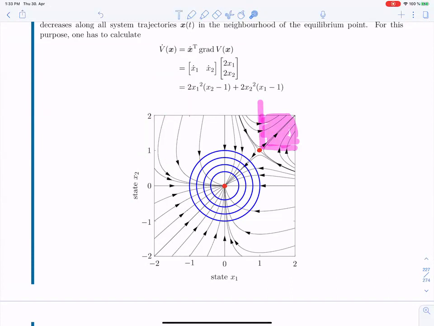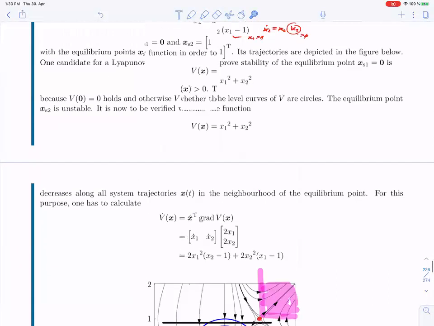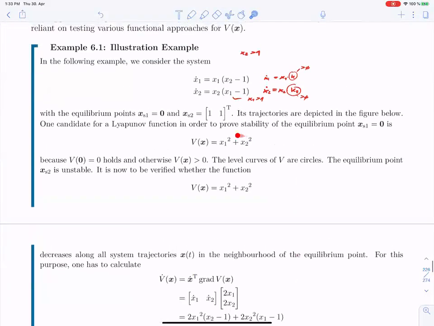From the other trajectories, it's more or less obvious and suspicious that this will be a stable equilibrium point. And also you can see that by looking at the trajectories, we chose the Lyapunov function to be one with radial symmetry, or more concretely, we chose it to be that way.